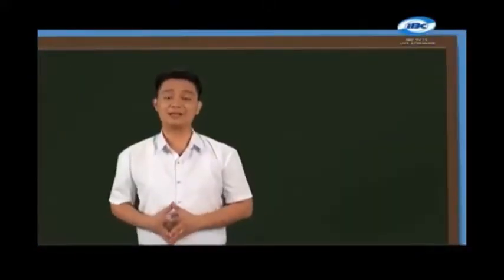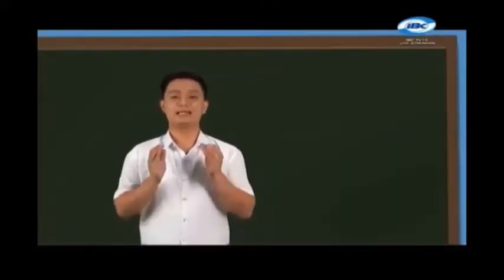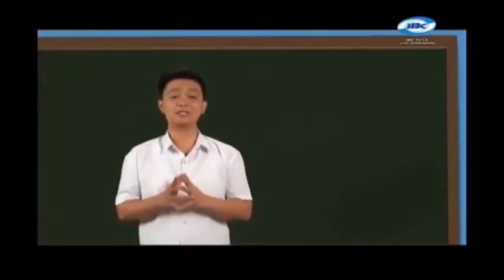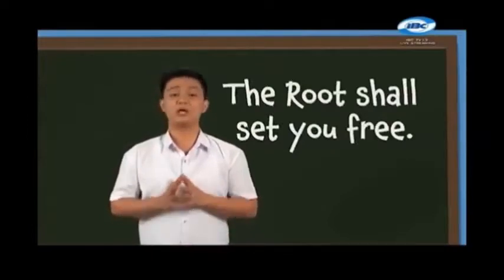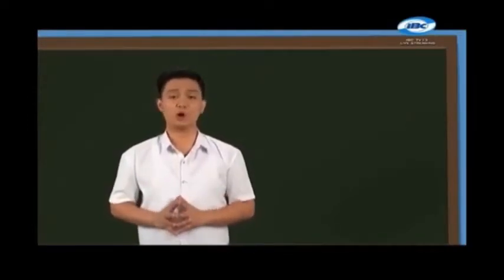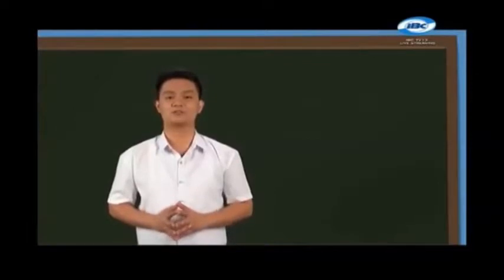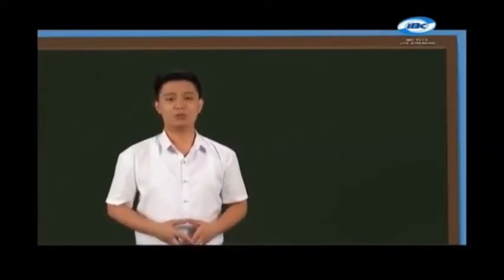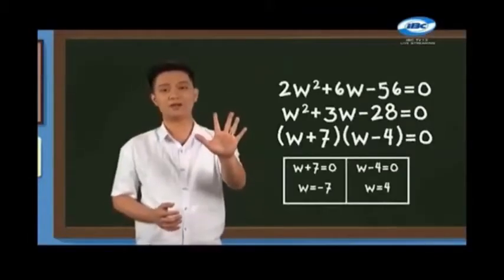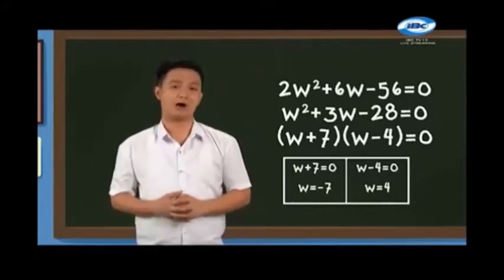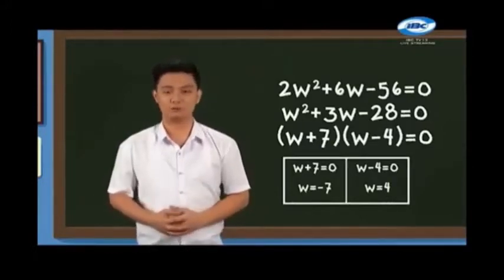And that has been a learning-packed discussion. Let's do a review by answering this activity called "The Root Shall Set You Free." Use the method of your choice in solving each quadratic equation. Item number 1, 2w squared equals 56 minus 6w. Let's do this. Alright, freeze that hand right there. Let me show you how I used factoring to solve this equation.